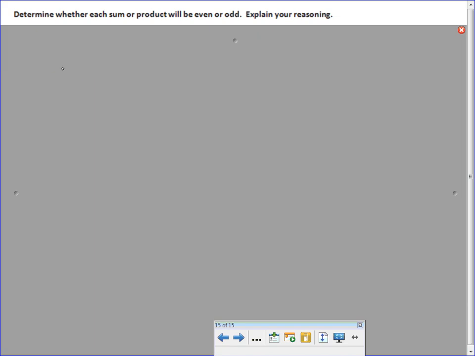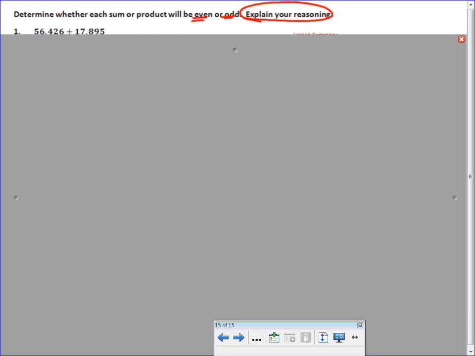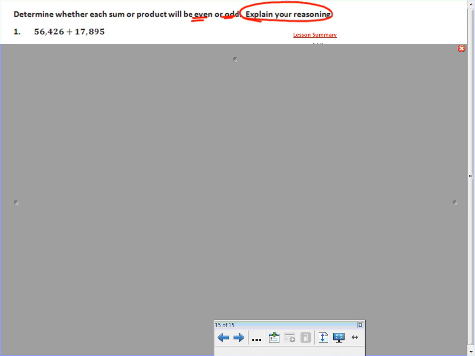And let's read the directions. Determine whether each sum or product will be even or odd and explain. So all you're doing is writing even or odd and explaining why. So let's take a look at the first example. Those are some pretty big long numbers, but what's the only thing that I have to look at? Right, the last digit. So this is an even number, and that's an odd number.